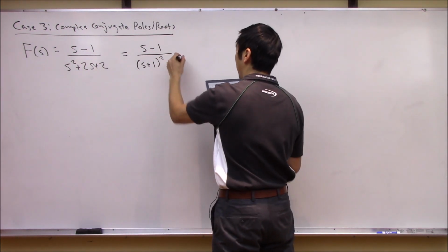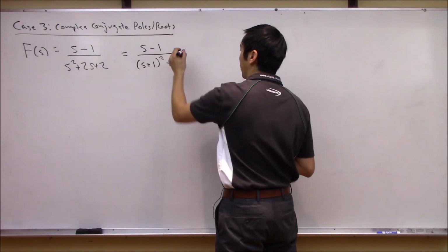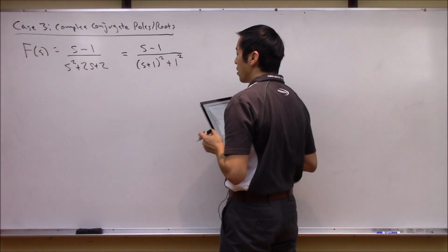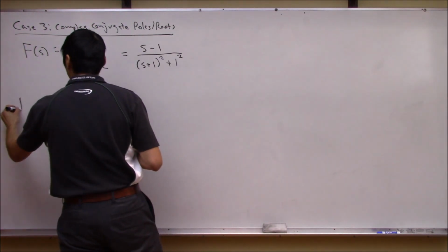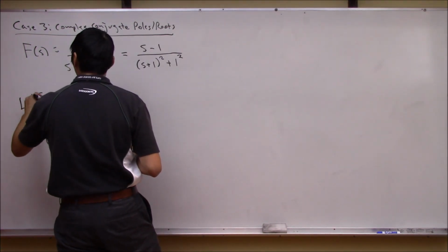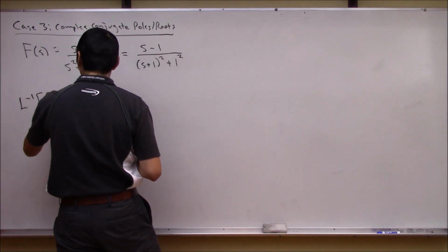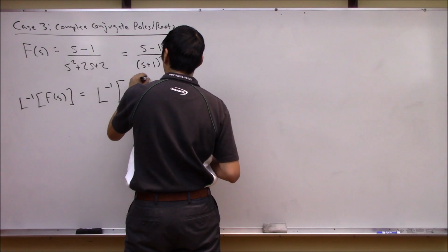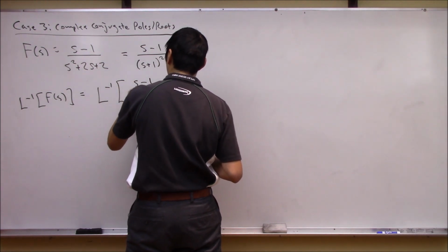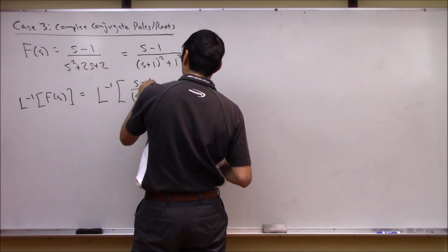Maybe let's put the squared in here just for giggles. That's going to make our life a little easier, okay? So again, what you might be tempted to do now is we want to inverse Laplace transform this to figure out what this signal looks like in the time domain. All over s plus 1 squared plus 1 squared, okay?